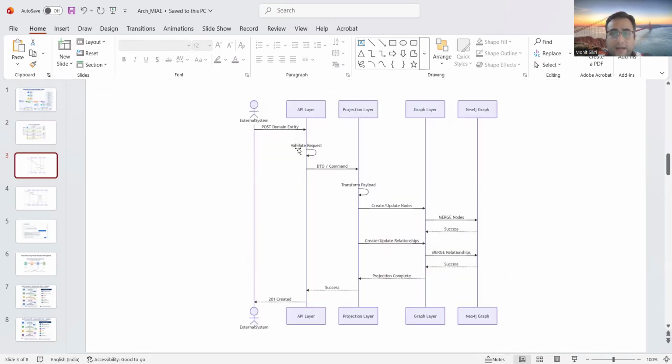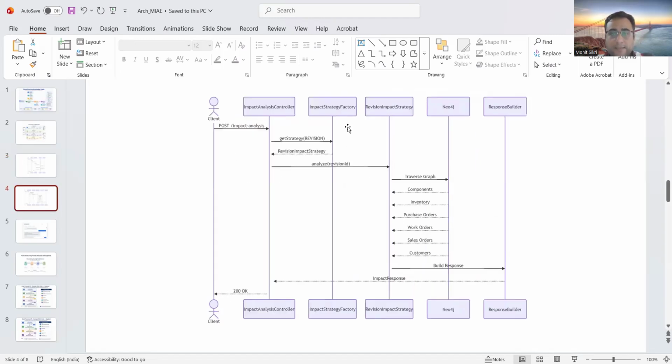So this is the interaction diagram we are looking at, which I have just explained. This is the interaction diagram of the ingestion APIs. And this is the interaction diagram of the impact APIs.